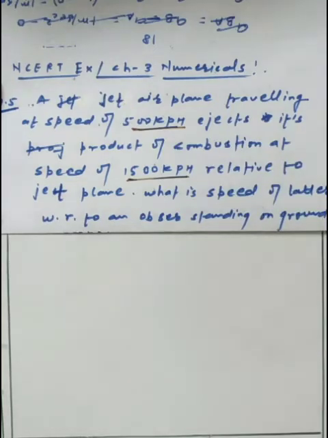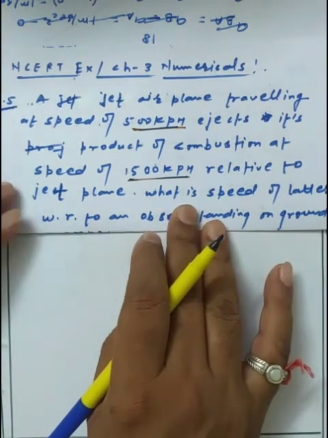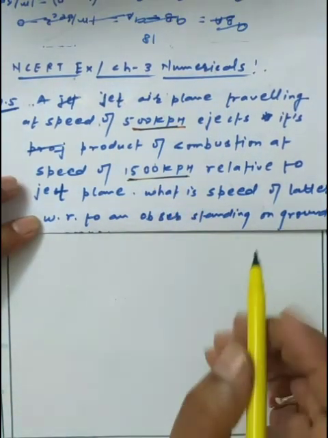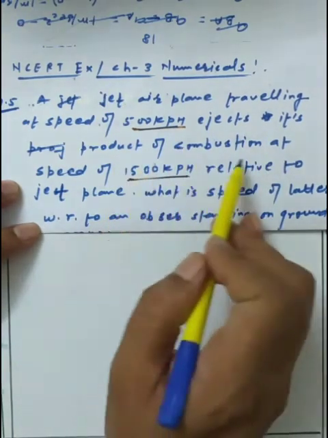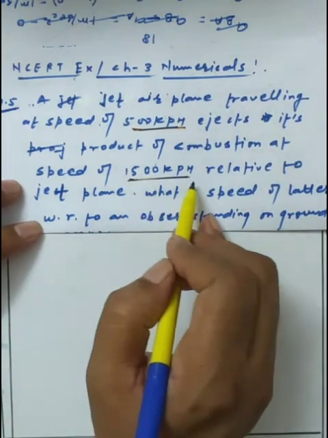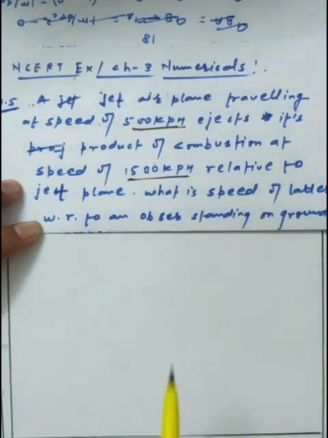Now, dear students, we have the NCERT questions based on the concept of relative velocity. I am taking question number 3.5, exercise of chapter number 3. The question is: a jet airplane traveling at the speed of 500 km per hour ejects its products of combustion at the speed of 1500 km per hour relative to the jet plane. What is the speed of the latter with respect to an observer standing on the ground?